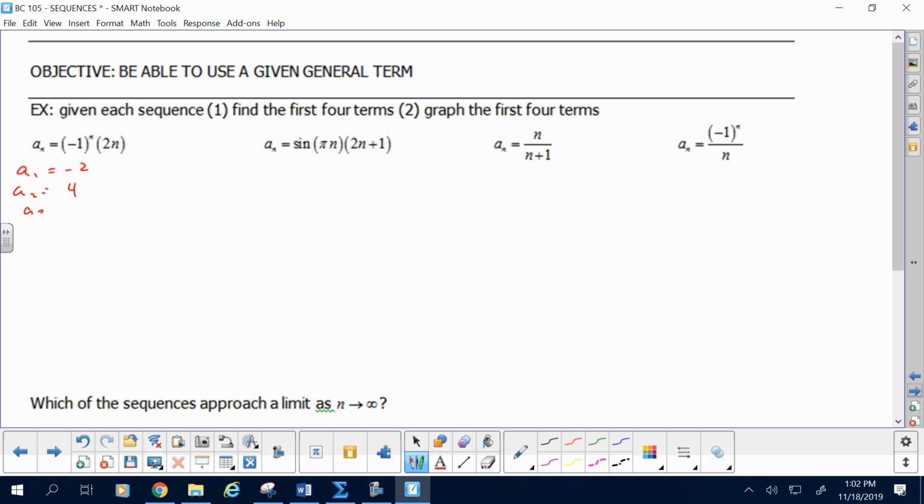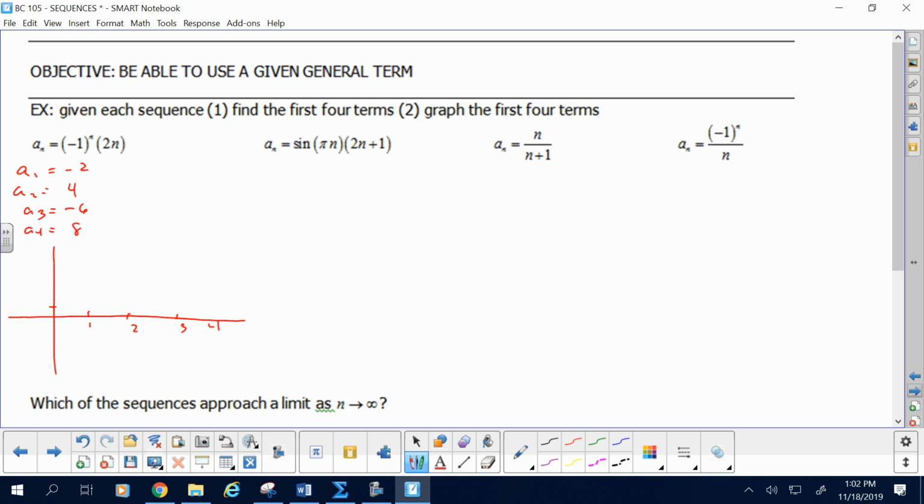What's A3? Negative 6, and A4, 8. When you go to graph that, focus on the right side of the graph. We do not usually go to the left side of the graph. That's very rare, if not unheard of.